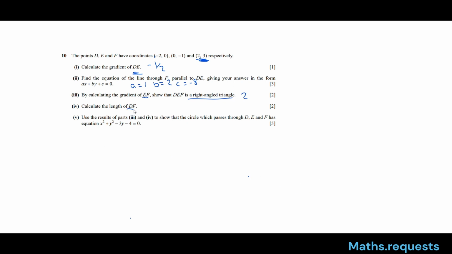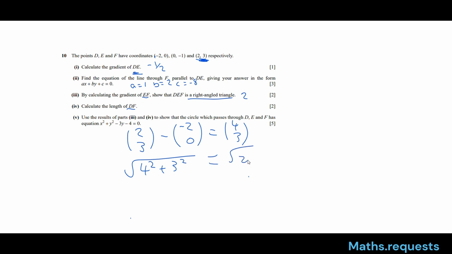Okay, so part 4, calculate the length DF. So you can write them as vectors. So this is F, which is (2, 3). And then to find the distance, you're going to take away the coordinates from each other. So (-2, 0). So you get (4, 3). And then you just use Pythagoras' theorem, which is a squared plus b squared equals c squared. So we have the square root of 4 squared plus 3 squared, which is the square root of 25, which is 5.